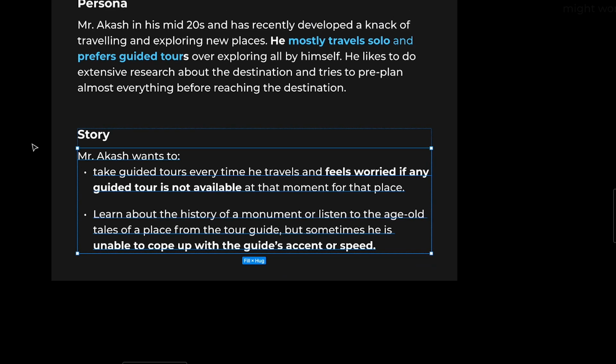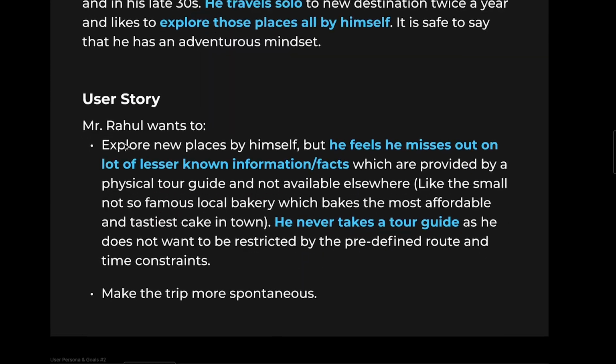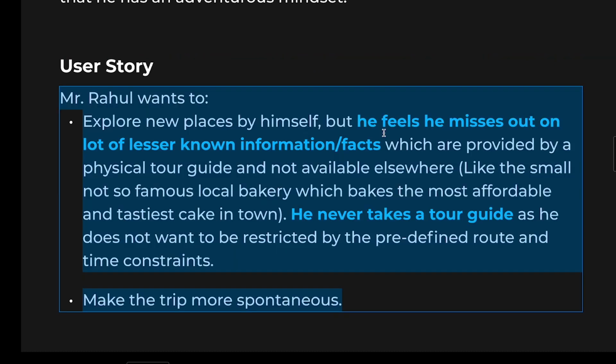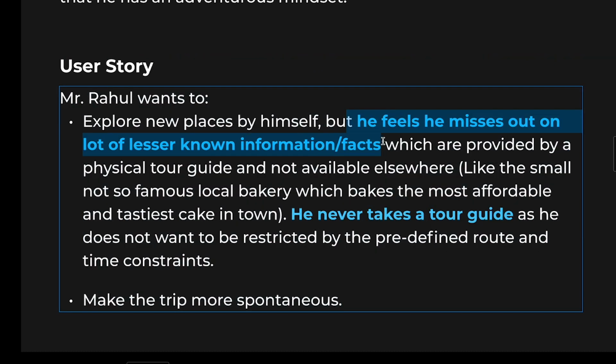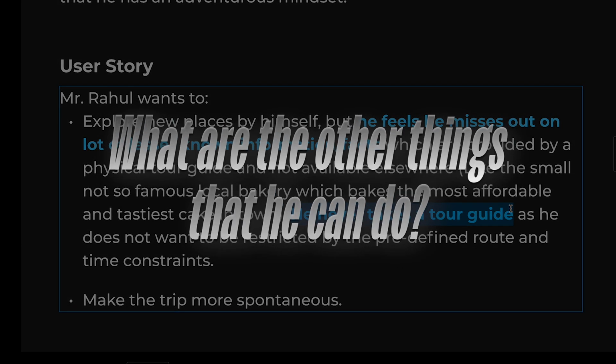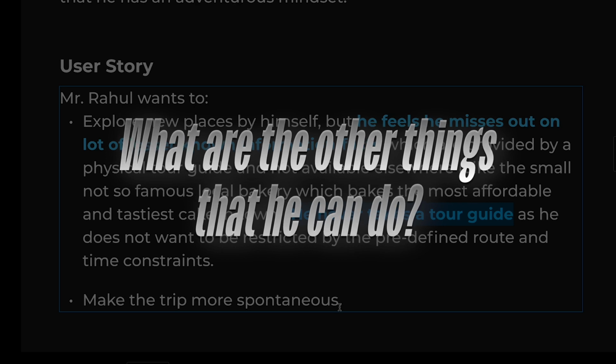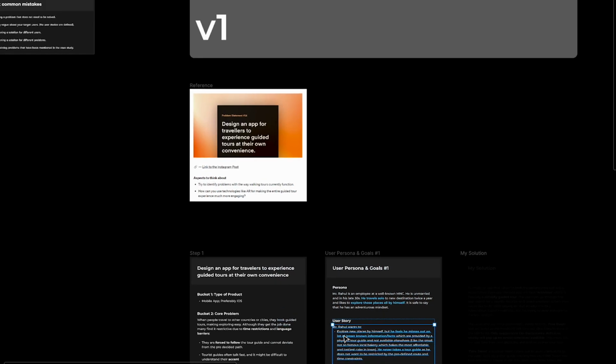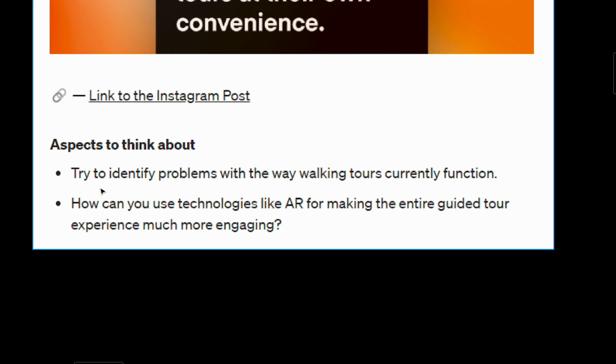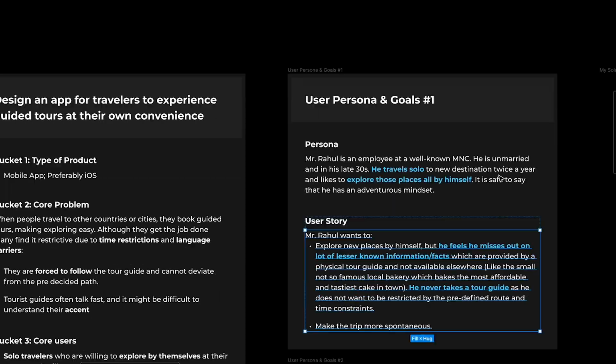Now, I'm going to go into a little bit more detail over here. So, in this case, if Mr. Rahul feels like he misses out on a lot of lesser known important facts, okay, and he does not want to take a tour guide, what are the other things that he can do, right? Now, the reason I'm talking about this is because if I come back over here, the first point that I mentioned over here was try to identify problems with the way walking tours currently function. This is the most important thing that you have to do when solving this. And this is something that is lacking in this problem statement that he has written, right?